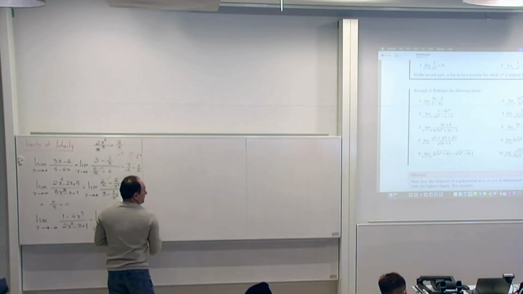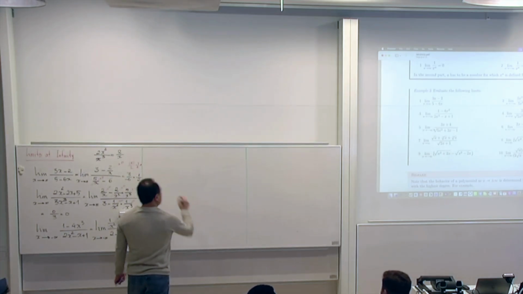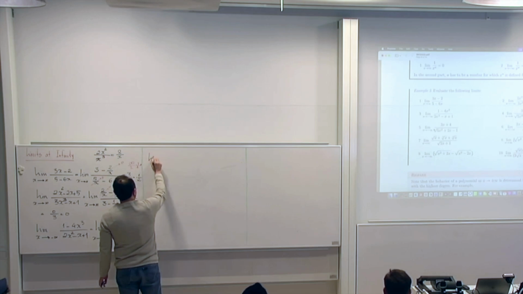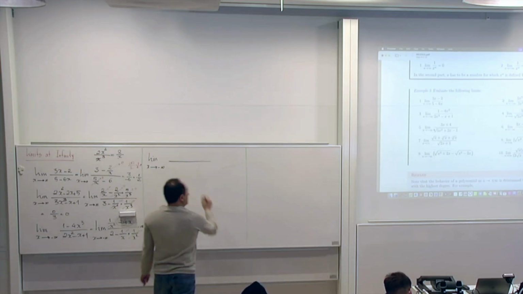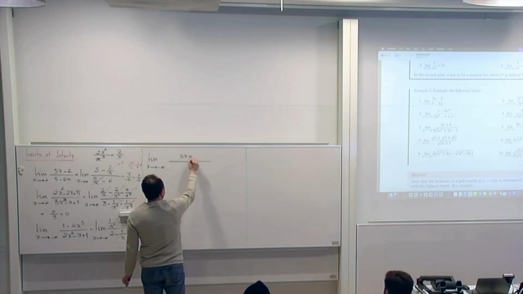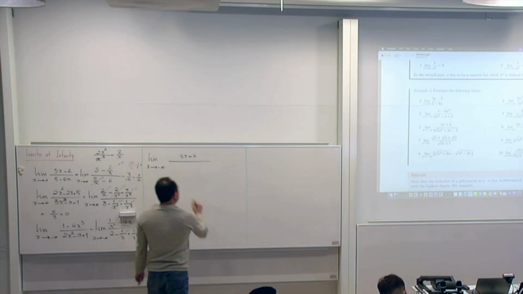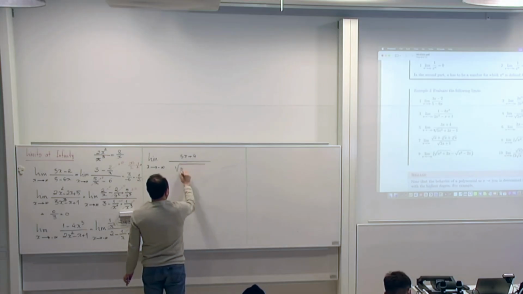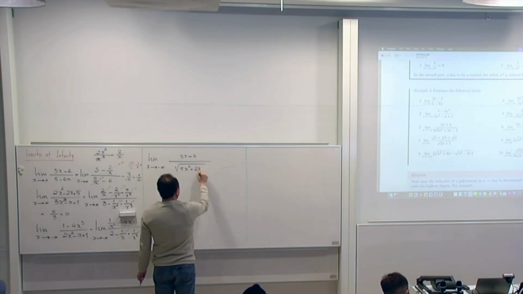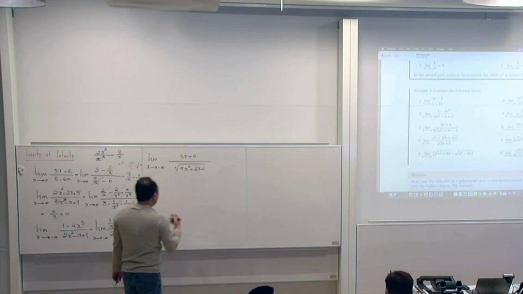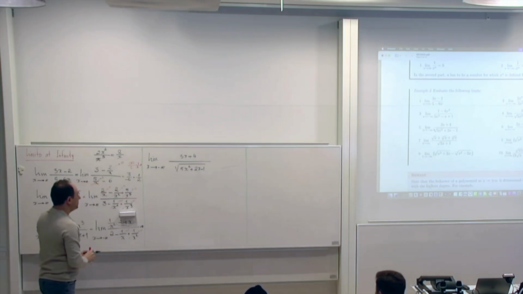I have one square root involved in the problem now. So number 5, I want to write the limit as x goes to minus infinity of 3x plus 4, and then the square root of 5x squared plus 2x minus 1. The idea is more or less the same. I want to divide by an appropriate power of x.